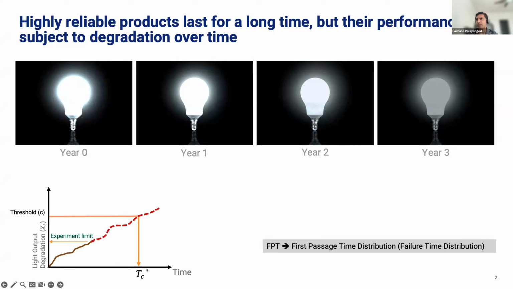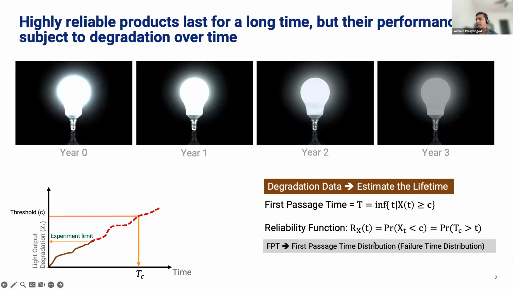The variable that we have here is TC, which is the failure time. It is a random variable, which is not constant from product to product, so we can find a probability distribution for it. Finding that probability distribution is, in jargon, the first passage time distribution, or by its more popular name, the failure time distribution. We can easily estimate that using straightforward applications like probability models.